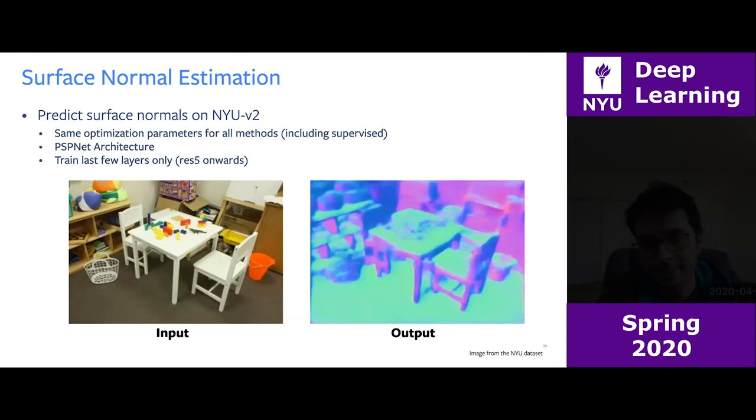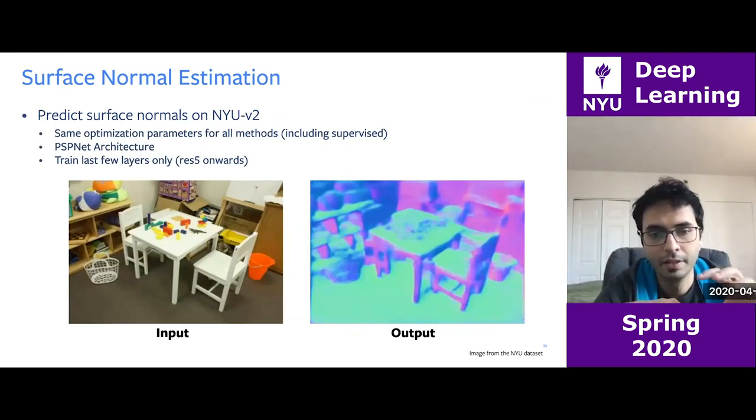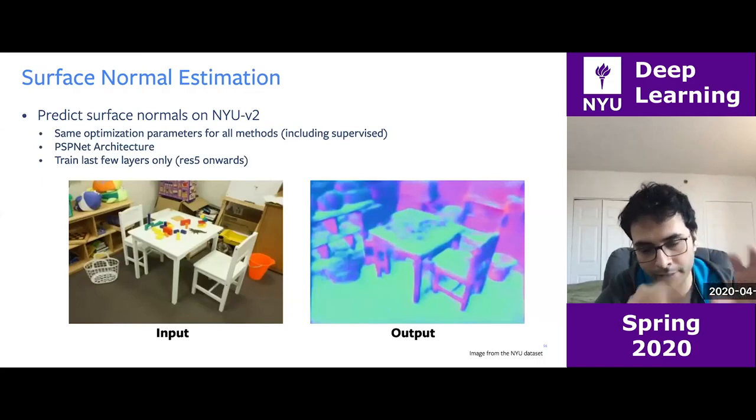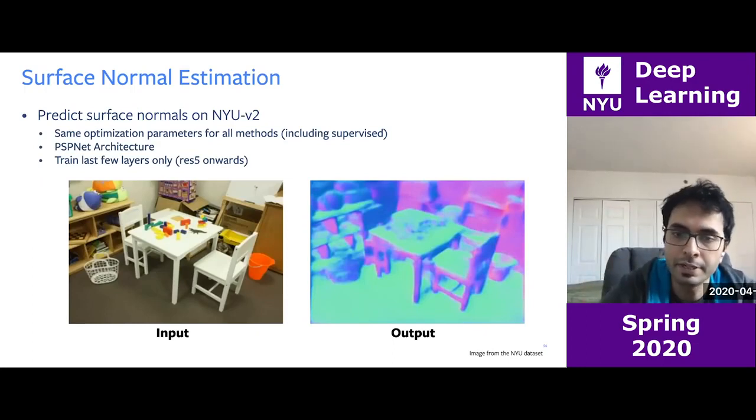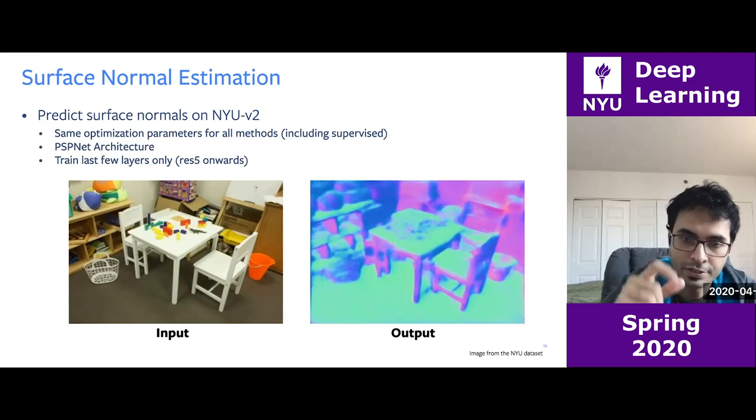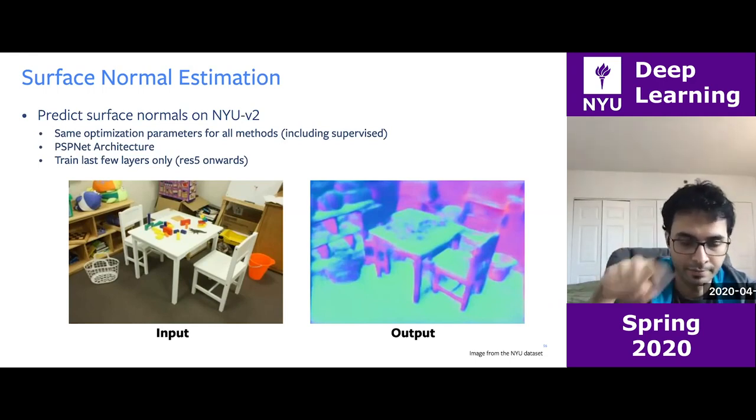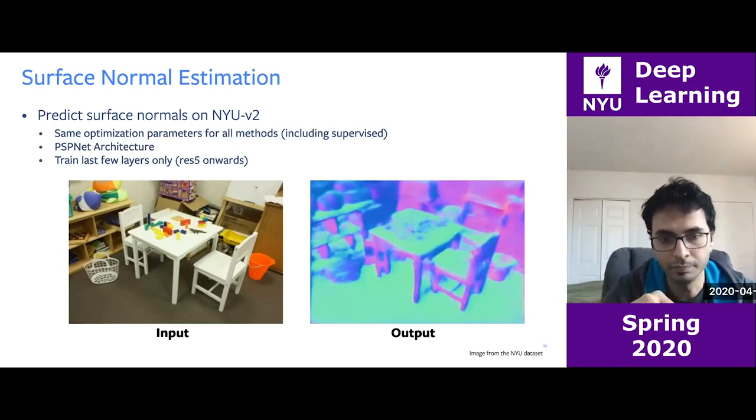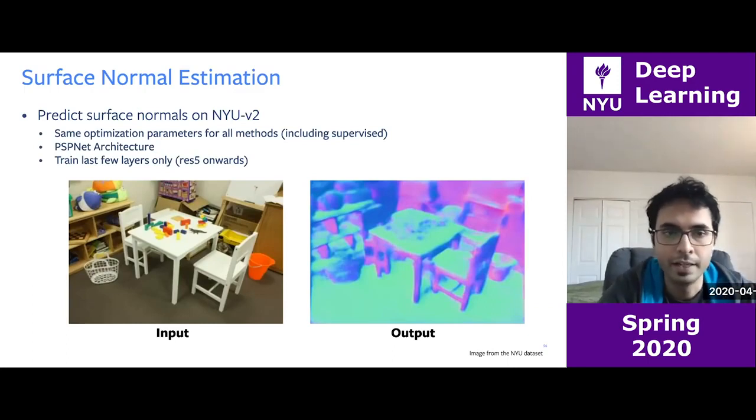Okay. So the next task we looked at was surface normal estimation. Given an input, you try to estimate the 3D properties at each pixel location in the input. So you try to predict the surface orientation, in 3D, the X, Y, and Z vectors at each particular surface. So it's a dense prediction problem where you need to assign that X, Y, Z vector to each location in the input. And for that, we use this nice dataset created by NYU.